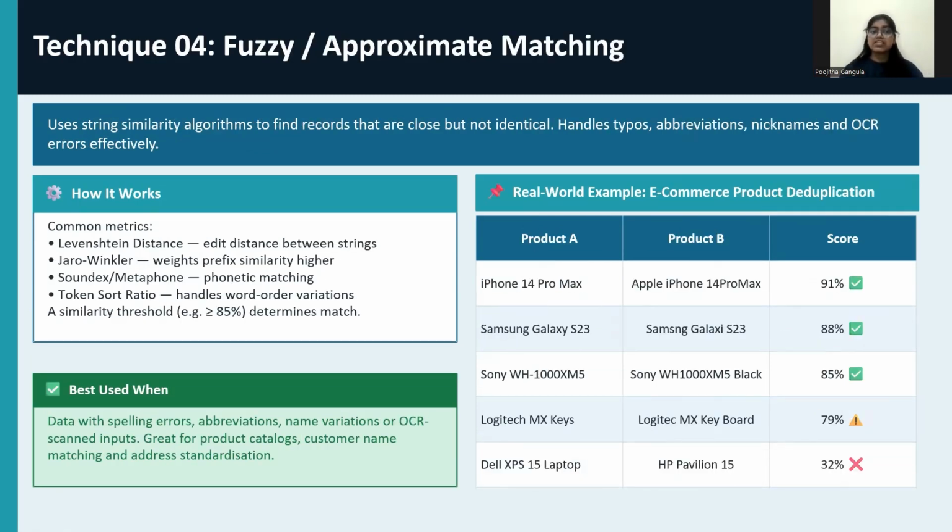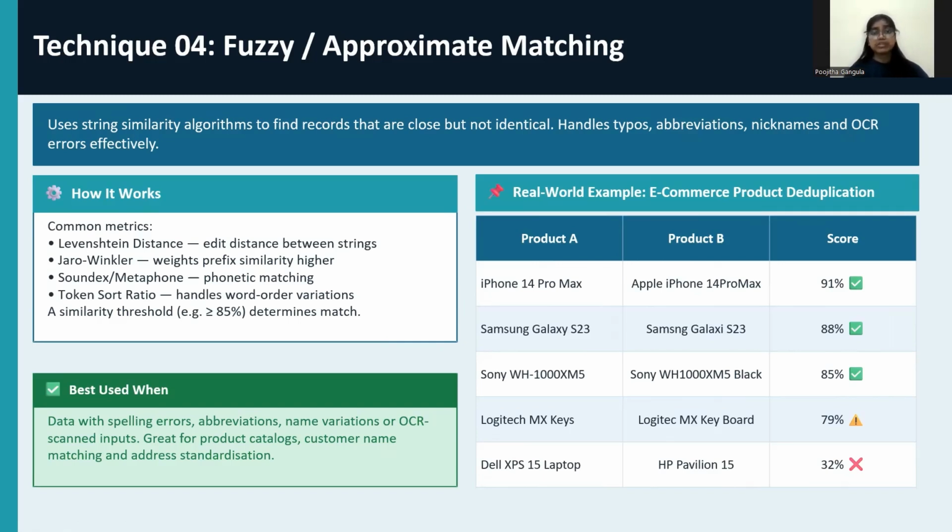This method is used to handle small differences in data, such as spelling mistakes or variations. For example, let us take Samsung, like SAMSNG and SAMSUNG. These can still be matched. There is only one letter missing in the first word, and it is 90% matched. So the fuzzy matching technique will show that it is a match.